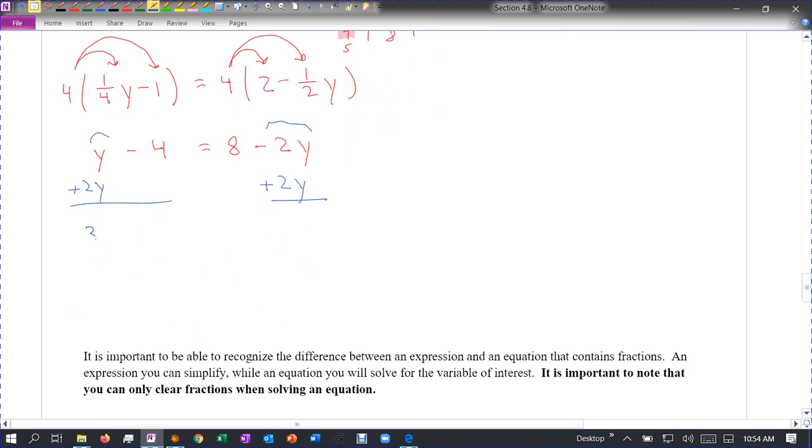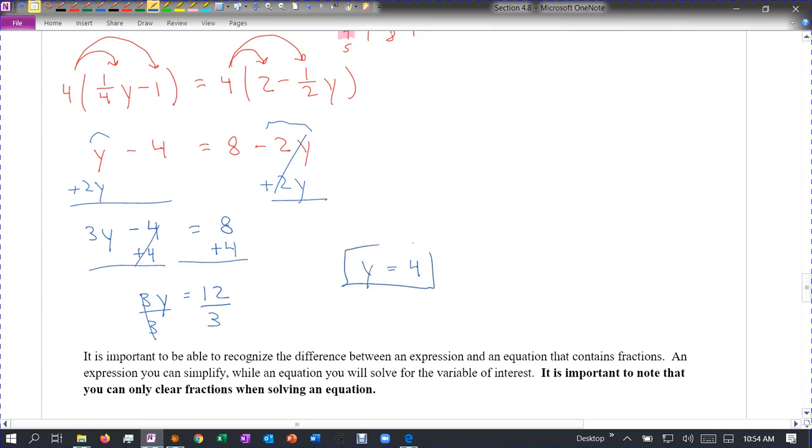And we should get 3y minus 4 equals 8, because the y's went away. We will add 4 to both sides to isolate that 3y by itself. 3y equals 12. And then finally we will divide both sides by 3 to get y by itself, and 12 divided by 3 is 4.